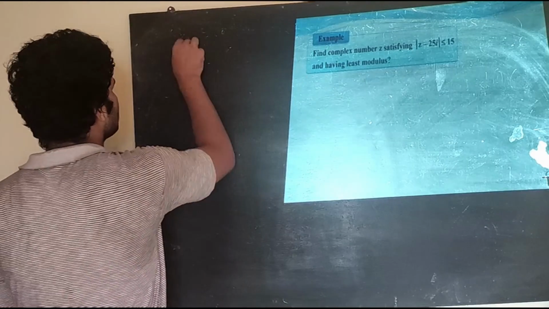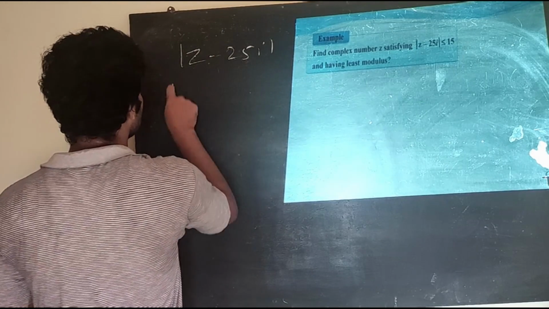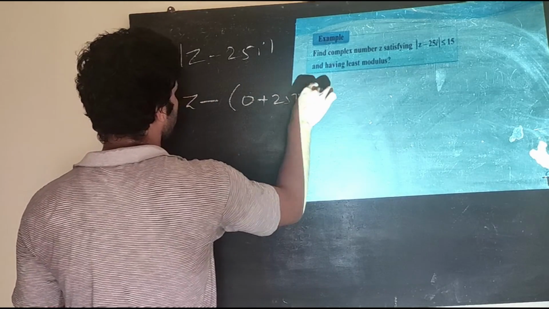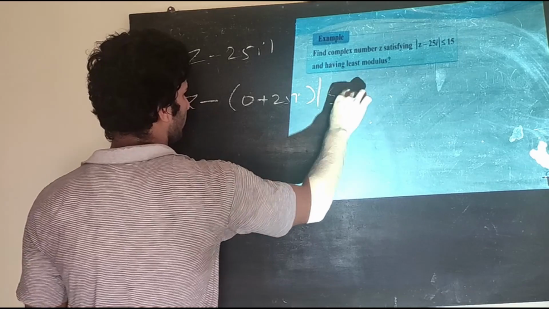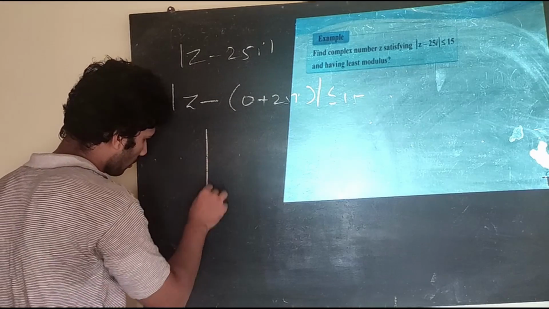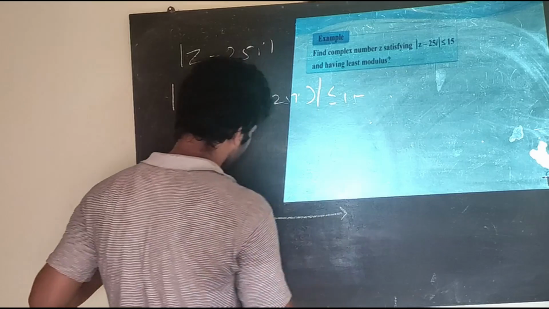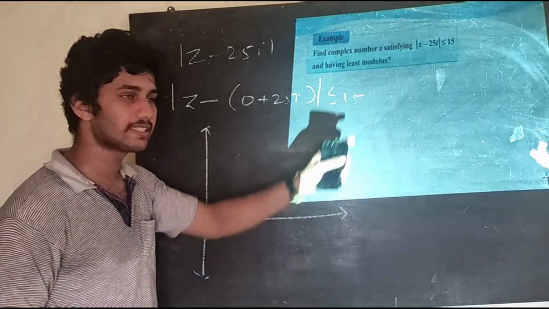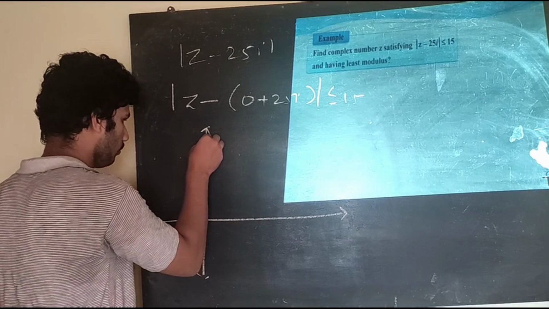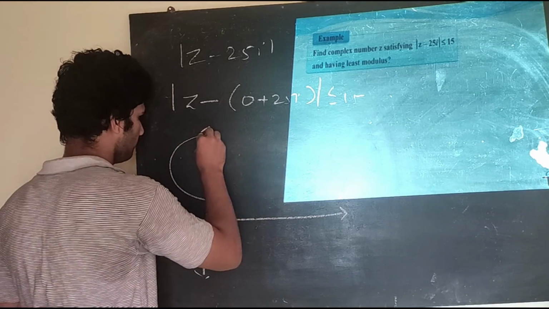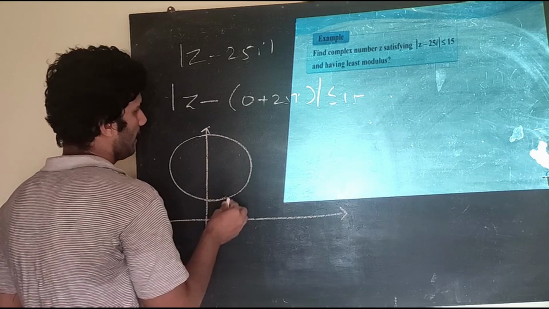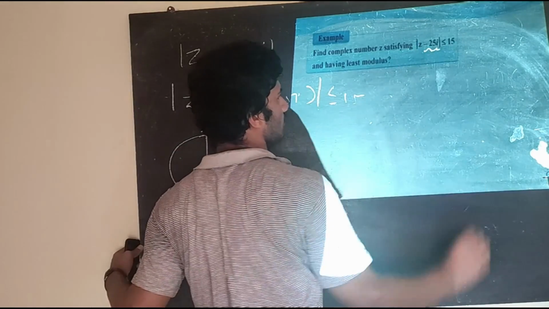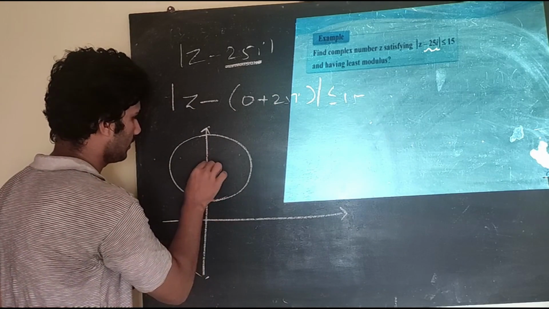Z minus 25i can be written as z minus 0 plus 25i. It is less than or equal to 15. So let me draw that. So this is my Argand plane. My radius is 15, so let me draw a radius 15 circle. And my center is this one. This is my center of circle. So this is, let's say, 25.